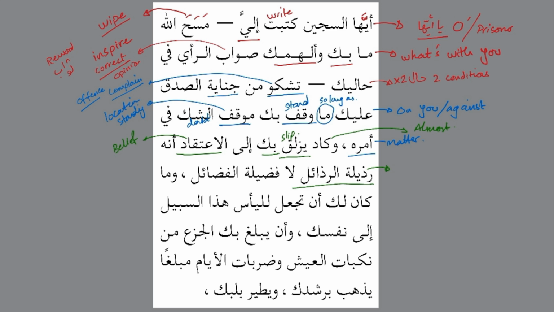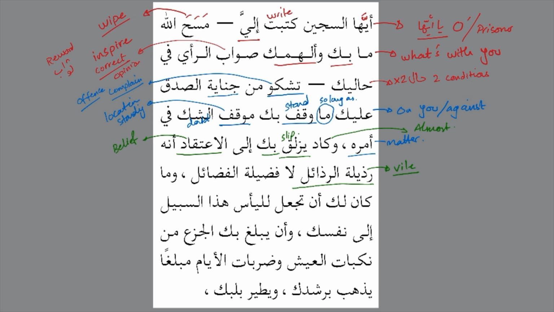So radhila is the opposite of fadila. It's something contemptible, or something which is considered to be a really bad thing. Yeah, so radhila min al-radha'il. I'm just trying to think, what would be the best translation for radhila? Something which is like a vile characteristic, maybe something despicable. Yeah, so let's put the word vile. A vile characteristic. A vile characteristic of the many vile characteristics.